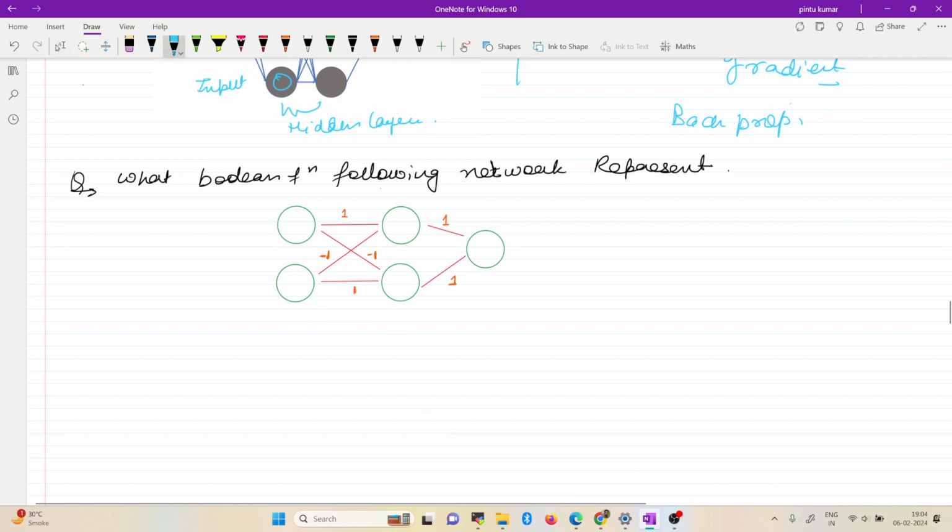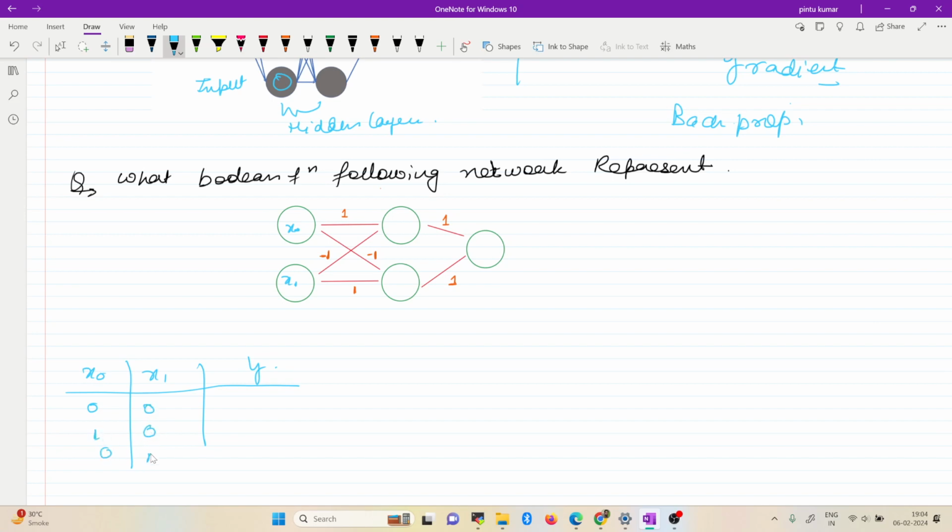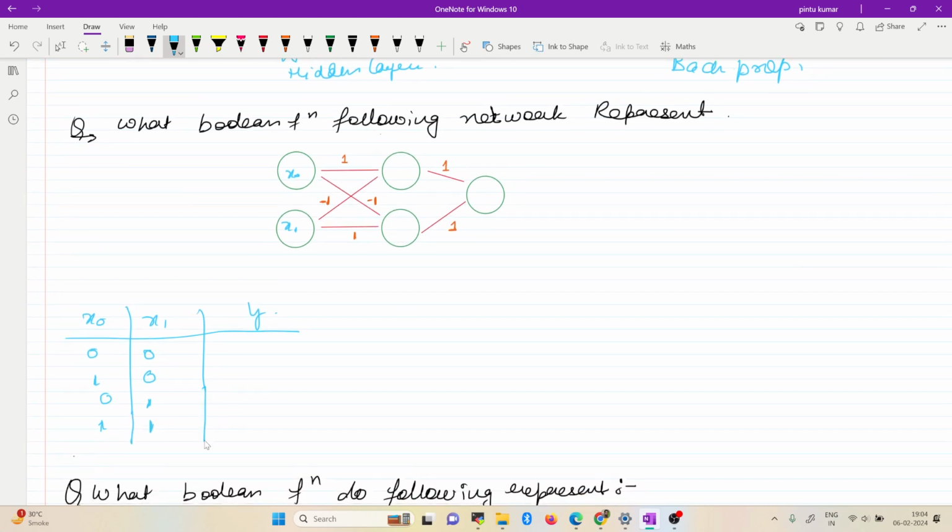This is a Boolean function. A Boolean function can take two inputs. Let's say this is x0, x1. Right now we are not talking about bias or threshold. We'll include it later on. This is the y that we want to see. Now there can be four combinations: 0 0, 1 0, 0 1 and 1 1. These are the four combinations that are possible. Now we want to see the values of y that we'll get.